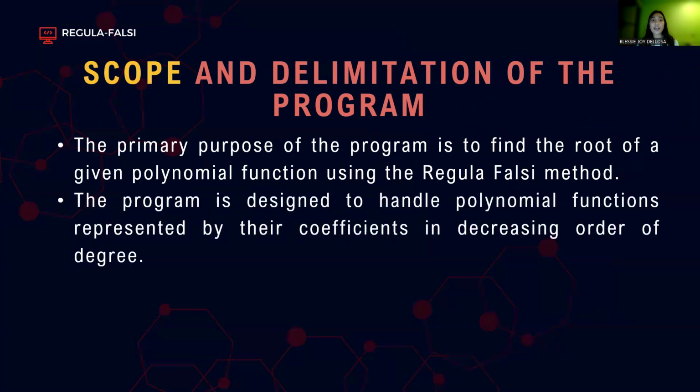Second, we have the scope of polynomial function, wherein the program is designed to handle polynomial functions represented by their coefficients in decreasing order of degree. This part, I'm going to show you how it is implemented in the program later. It calculates the function value using the provided coefficients and the current approximation of the root.